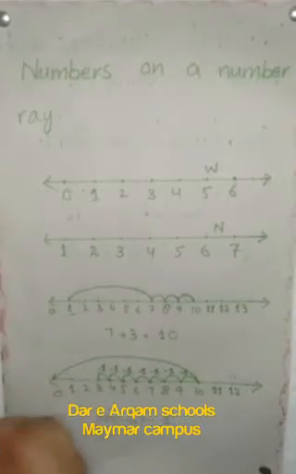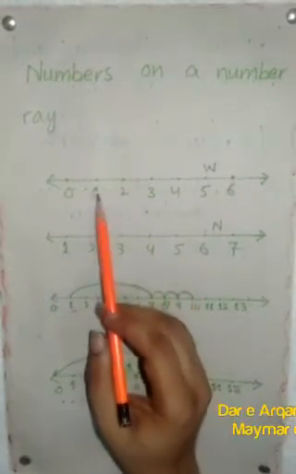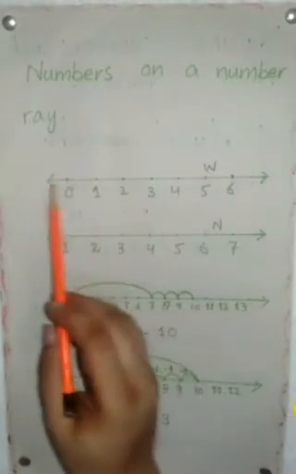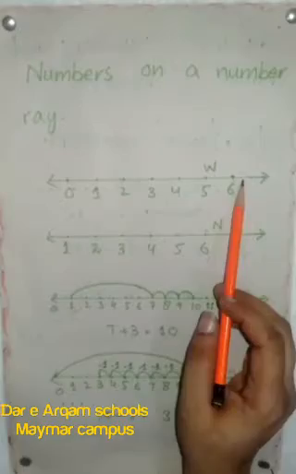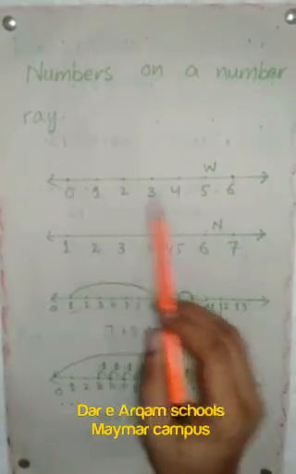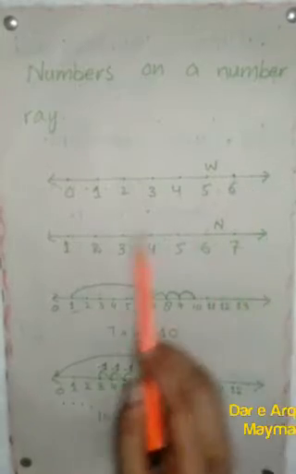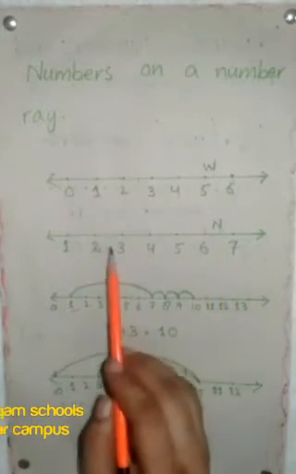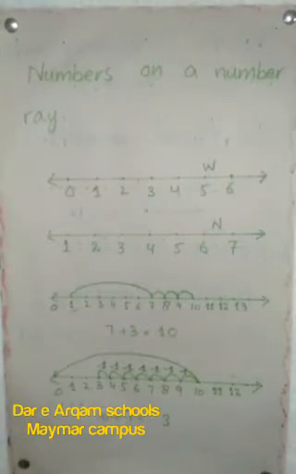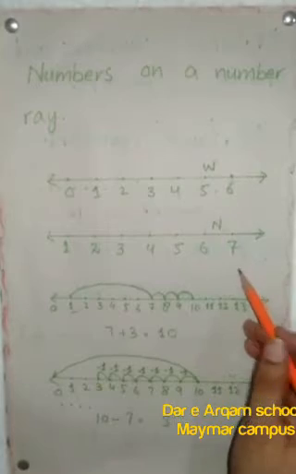Student, now we will learn how we represent these numbers on a number line. On a number line, we will mark some points with equal distances, and when we write numbers from 0, these will be whole numbers represented on a number line. And when we start writing from 1, these will be natural numbers represented on a number line. But we have addition and subtraction also on number line.